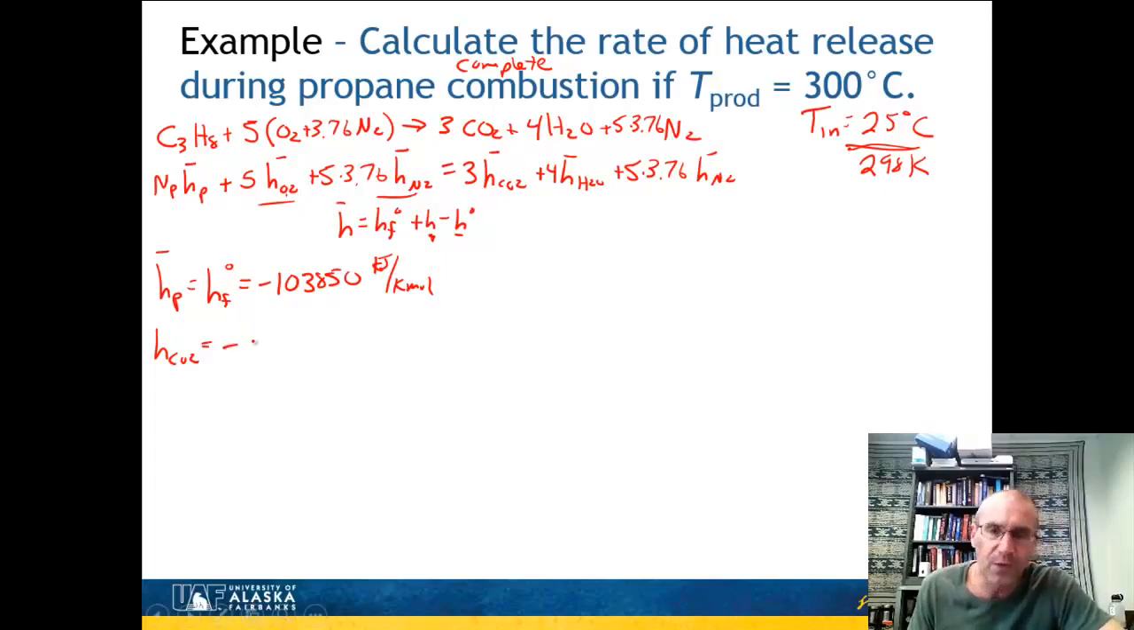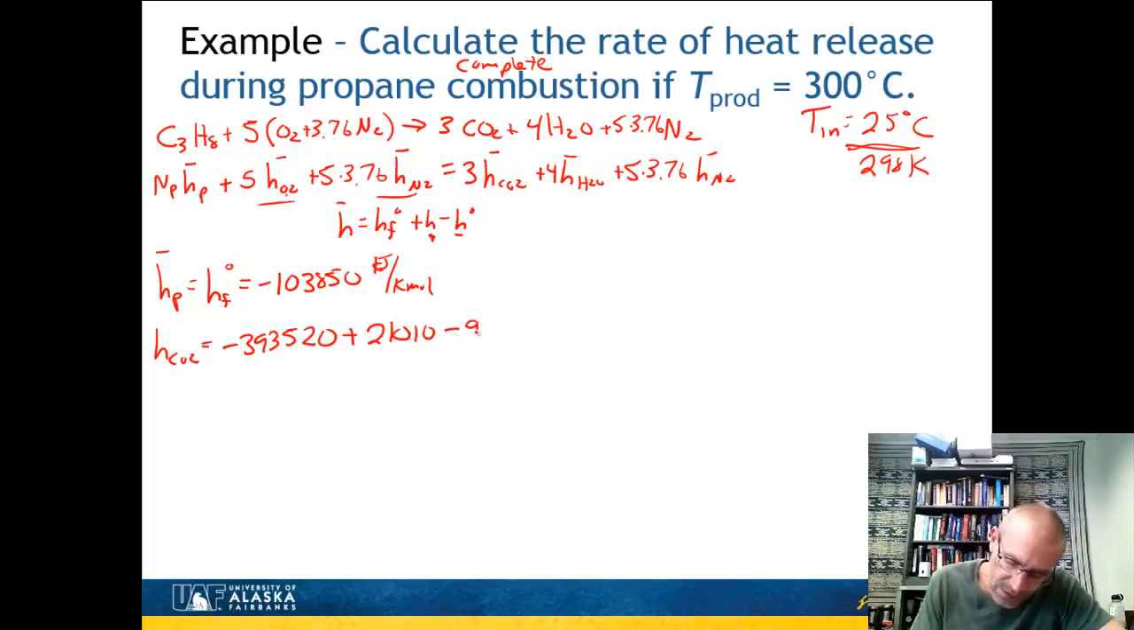So first I have the enthalpy of formation. That is minus 393,520. And then I need to add this at 300, which is about 21,010. And then subtract it at 298, 9364. Okay, so there's my 3 components for CO2. It's going to go into that one right there. I'm going to do something similar for water. I'll go ahead and skip that and let you do that one.